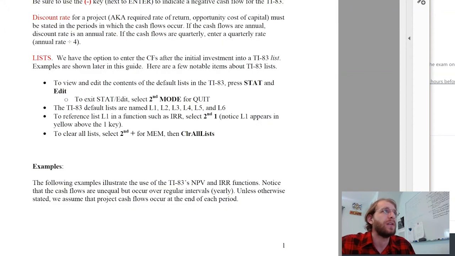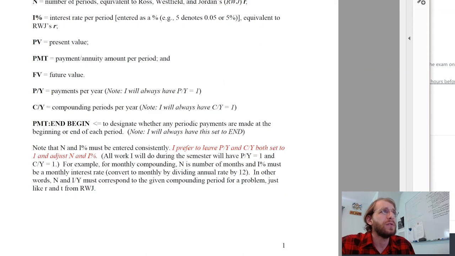The graphing calculators, there is a guide for finding and using the functions. Again, there are functions in the graphing calculators for everything that the financial calculator can do. It is just different, so it's a different way to get there and a different way to do it.